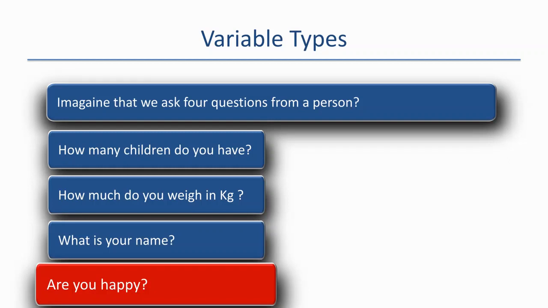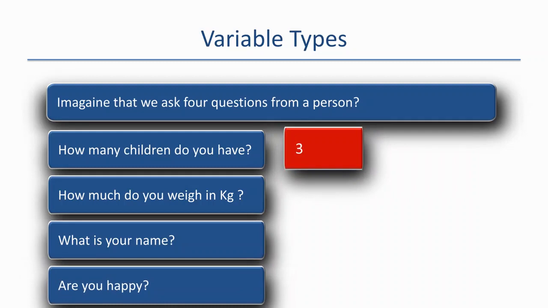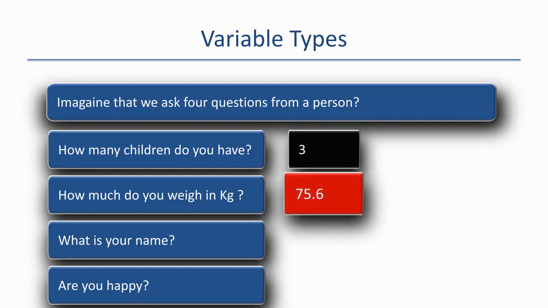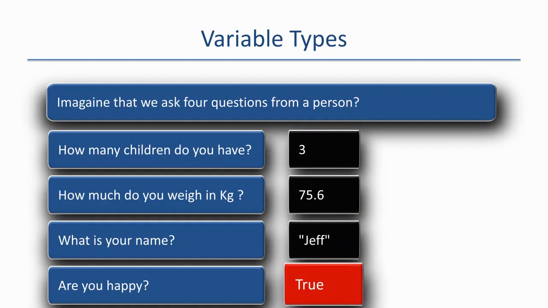Now, what kind of answer do we get? Let's imagine that the answer to the first question is, I have 3 children. I weigh 75.6 kilograms. My name is Jeff. And yes, I'm happy. It is true.